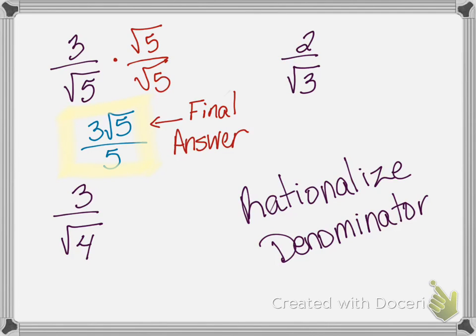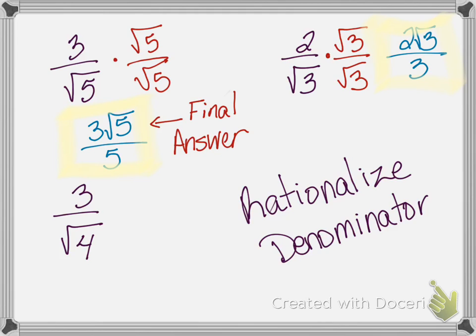Now, I want to go ahead and do a second one. Here we've got 2 over the square root of 3. To rationalize this denominator, we multiply by the square root of 3 over the square root of 3. Okay, in the numerator, what we end up with is 2 square root of 3, and in the denominator, the square root of 3 times the square root of 3 is the square root of 9, and the square root of 9 is 3. Okay, so here is another example of rationalizing that denominator.